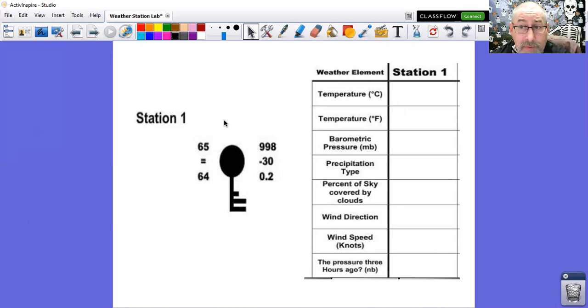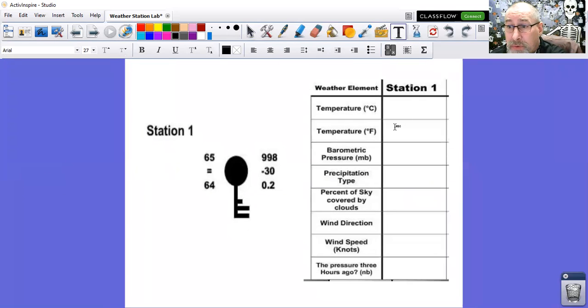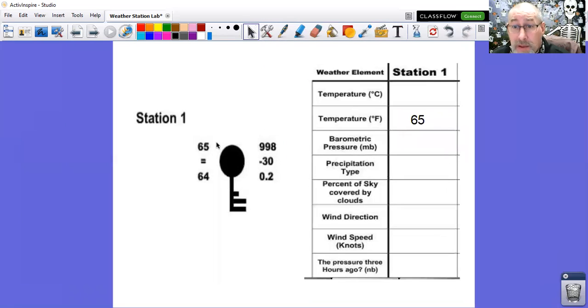So the first thing that we have to figure out, well, it wants to know the temperature in Celsius. Well, we don't have that because we're Americans. So this is the Fahrenheit. So our temperature in Fahrenheit is 65 degrees. And I know that because that's this symbol right here. We don't have to worry about the dew point as far as this goes. The next thing it wants to know is barometric pressure. Well, let's do the temperature Celsius first.